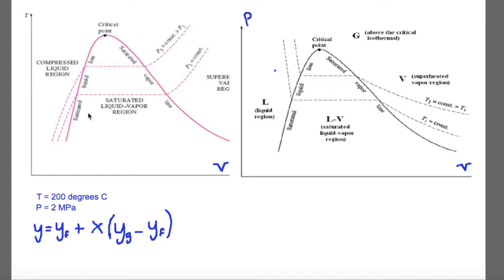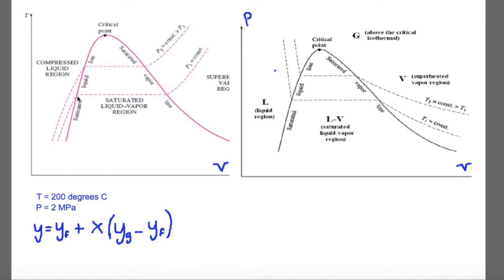So I like to see them as borders. So there's a border here, okay? So as you're crossing from the compressed liquid region, you're going into the saturated liquid vapor region. So we're having now liquid and vapor at the same time. As we increase from this area here, we're going towards the saturated vapor line.